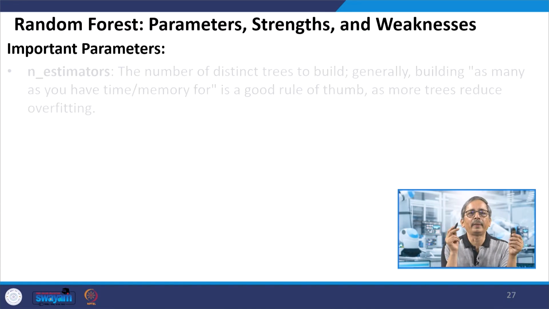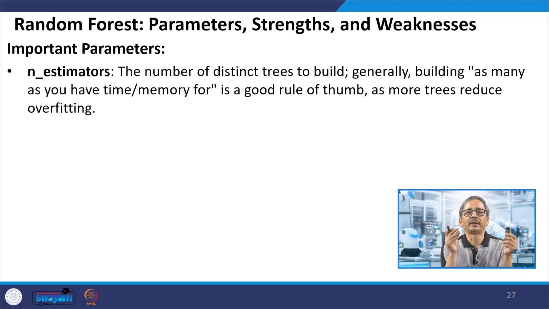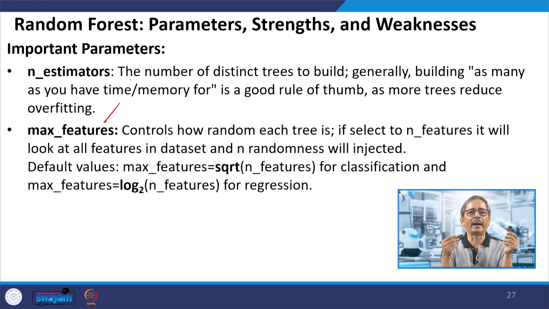Coming to the parameters, strengths and weaknesses of the random forest, you see the number of distinct trees to build is generally as many as you have time or memory for. If you have more trees, that is going to reduce the overfitting. Then we can select the maximum features. This controls how random each tree is. The default value for the maximum features is the square root of the number of features for classification, and for regression it is log base 2 of the number of features.